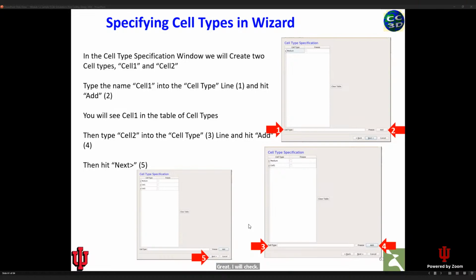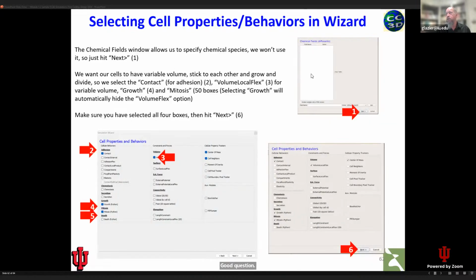What does the freeze function do? Freeze will tell you to make the cells not move. So for example, if you want the cell to represent the wall of a dish, so it's non-motile, we would hit freeze. We'll use that a lot later, but not today. There are going to be a lot of options we're not going to explore today. This is just setting up the simplest possible simulation. Okay. Good question. And now you're going to get a window that says chemical fields. We're not using a chemical field, so just hit Next.